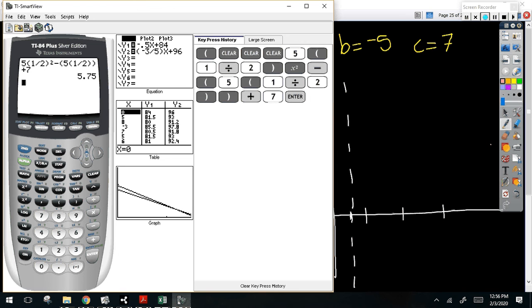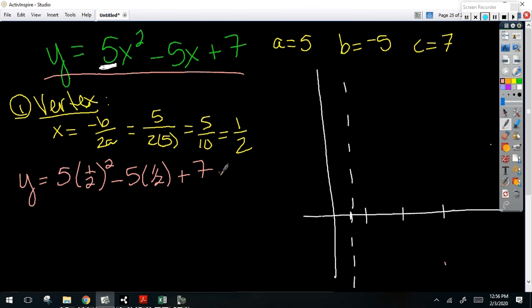5.75. You can leave it as 5.75. You can put it as a fraction if you want. But all that's doing is it's telling me how high up. 1, 2, 3, 4, 5. How high up on my dotted line to go. So tell me, what are the coordinates of the vertex?